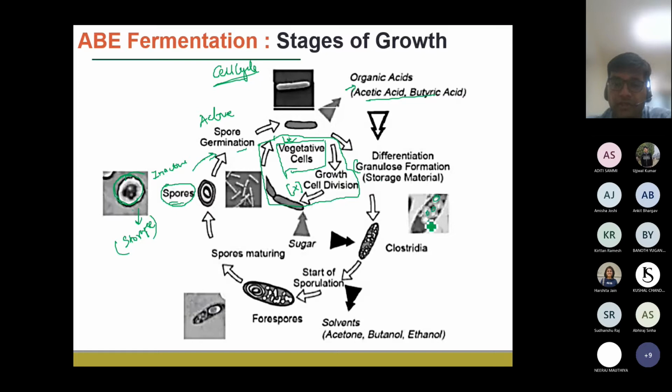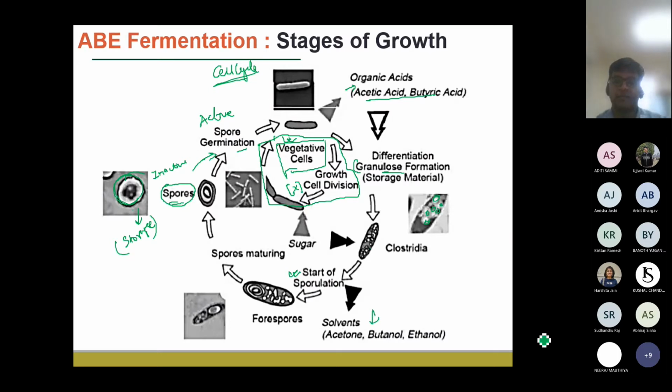inside its membrane. Okay, so we have the initiation of granulose formation, and inside those granules the acetone or ethanol production takes place. It starts to form spores, and when this sporulation initiates, it leads to the production of acetone, butanol, and ethanol respectively.